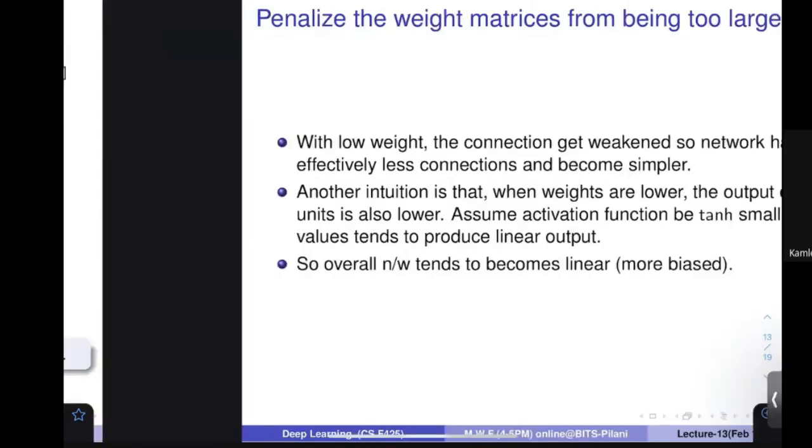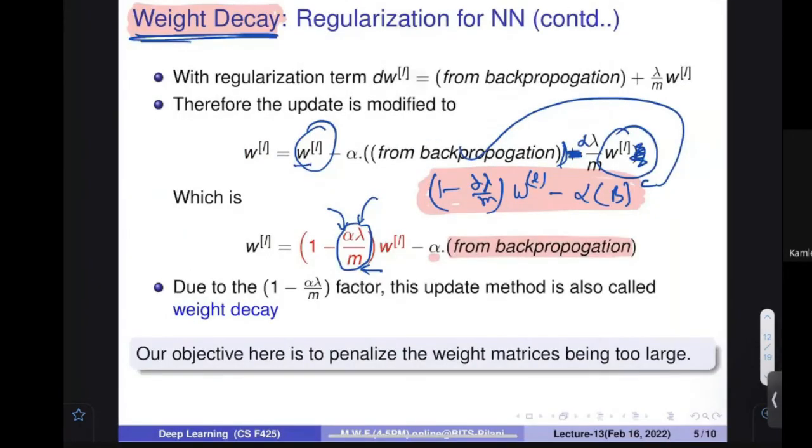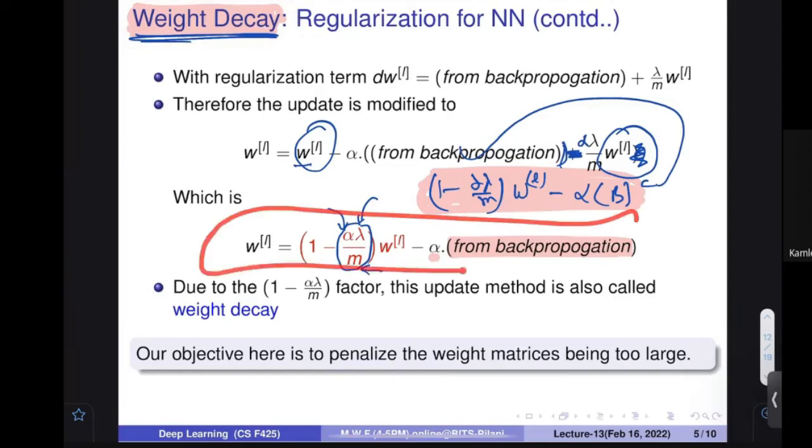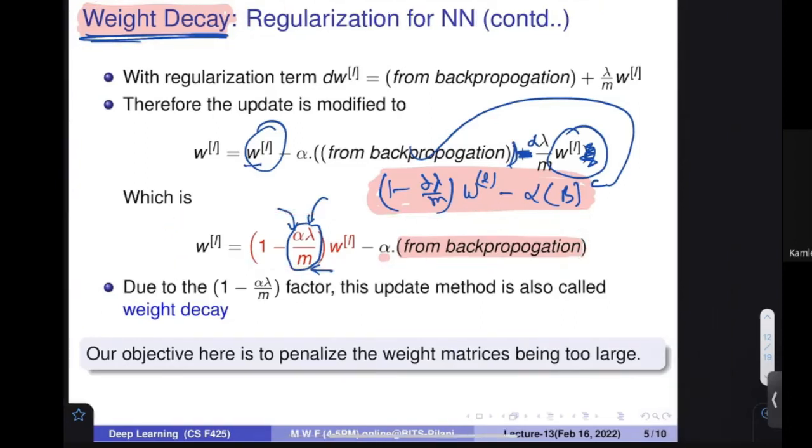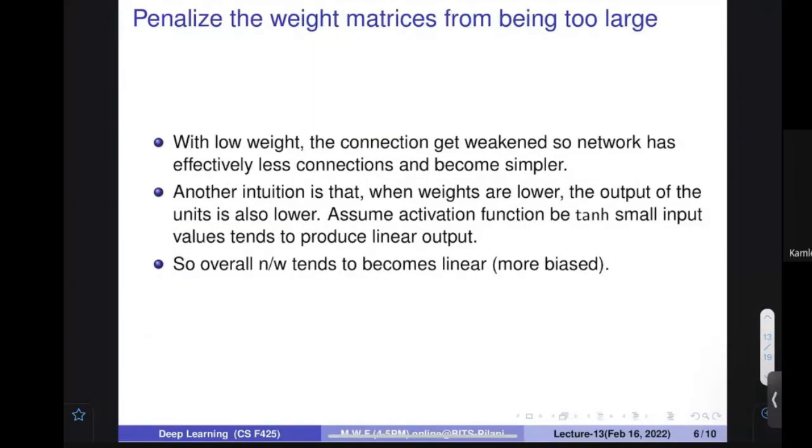So everybody, are you okay with the weight decay? What do I mean by weight decay? If I ask this question, what is the weight decay? Do you understand that formula? What is the weight decay formula? Now, why is it going to do the regularization?